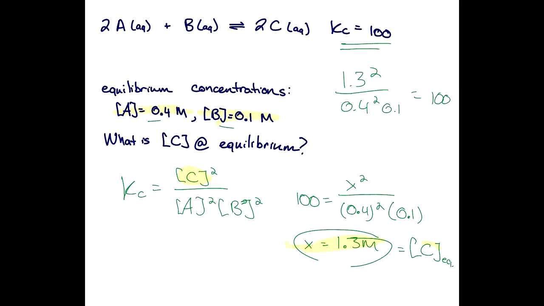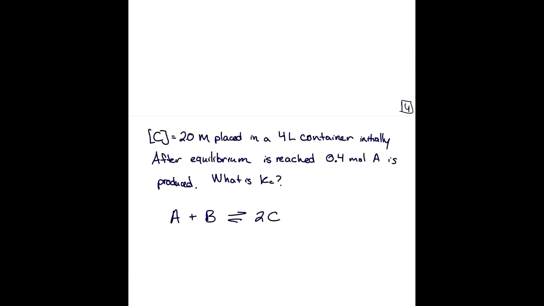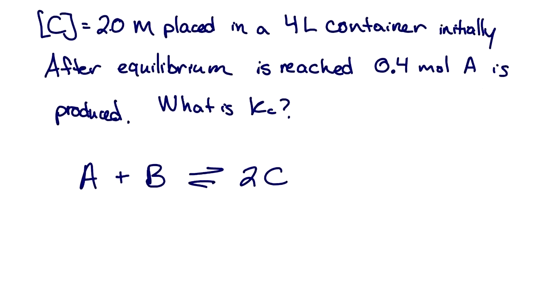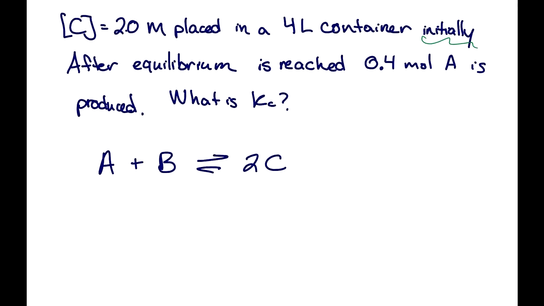All right? Okay. Let's do one more, we have time for this one. Now we have a different equilibrium. We have 2 molarity of C initially in a 4-liter container. After equilibrium is reached, we measure 0.4 moles of A. What is Kc? Do we need an ice table here? Yes, because I gave you initial conditions. We need to figure out equilibrium conditions. Initially is the key word. So let's do the ice table.